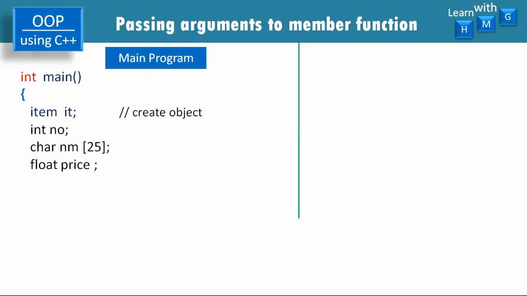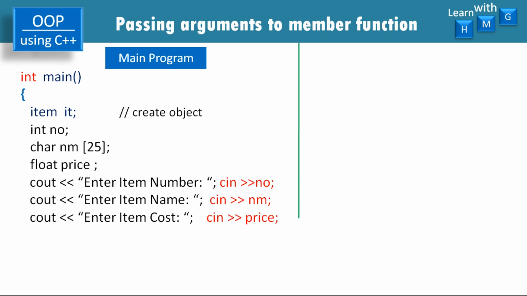Now this is the declaration of the three arguments which I am going to actually pass to the member function, and like this they will work as actual arguments in the main function. Let us see how to pass. First of all, accept the values, perform the input operation, that is accept item number, accept item name and accept item cost using the cin object and extraction operator, cin extraction no, cin extraction nm and cin extraction price.